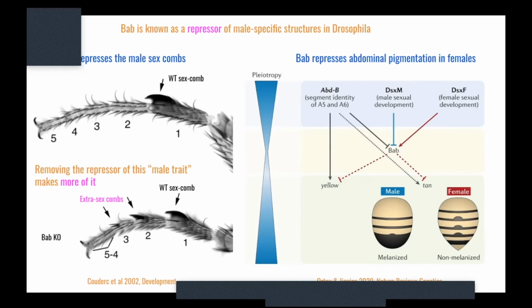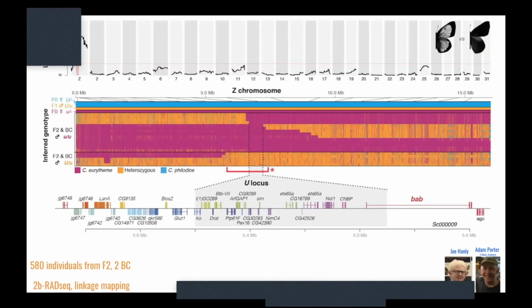And Drosophila fruit flies also have structures on their forelegs involved in copulation called the sex comb. Those are modified bristles. They're only in the males. And basically in Drosophila, when you remove BAB, you get more of the male structures. So that means that BAB is a repressor of male traits in Drosophila. And again, here in Colias, we had a male-specific trait, the UV iridescence, with BAB as a candidate. So likely the gene is a repressor of the male-specific trait, the UV iridescence.